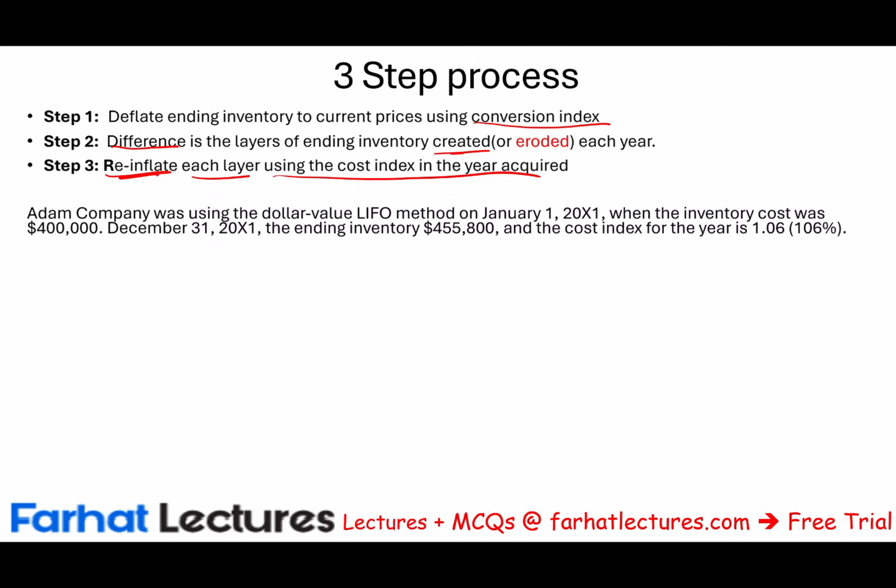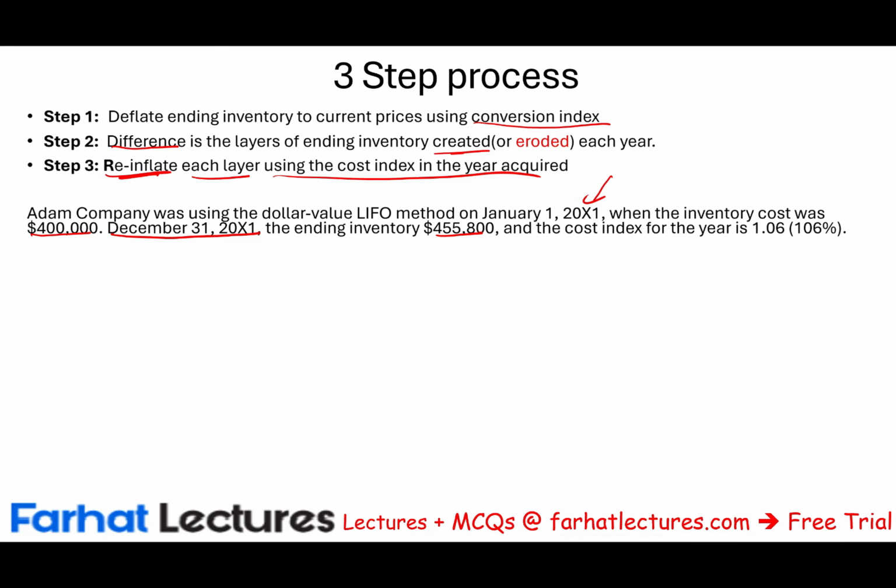Let's work the example. Adam was using dollar value LIFO on January 1st when the inventory cost was $400,000. So January 1st, X1, we call it the base year. We're comparing everything to January 1st, X1. December 31st, X1, the end of the year, the ending inventory was $455,800, and the cost index for the year is 1.06 or 106%. So when we looked at the raw numbers at our ending inventory, keeping track of the dollar amount, it's $455,800, and we looked at the CPI index, the cost index, or the inflation index, whatever we are using to measure inflation, we noticed that it increased by 6%.